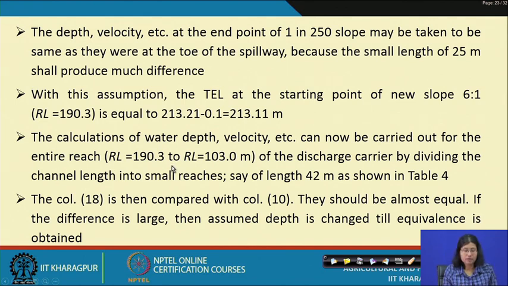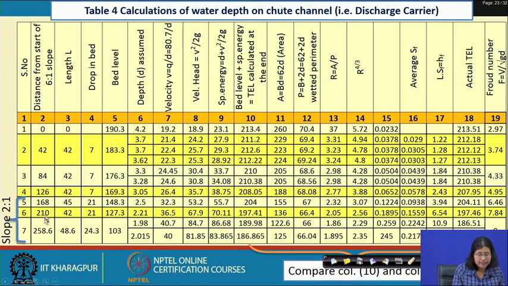So, from the relative level of 190.3 to the relative level of 103 meter of the discharge carrier, we now divide the entire channel length into small reaches, say at an interval of 42 meter. We calculate each of these quantities, the velocity head and specific energy, and we compare this with column 8, the actual tail water level.